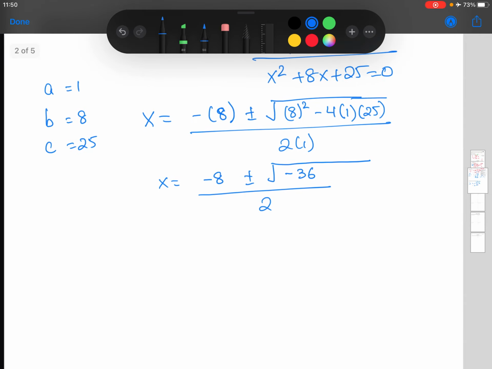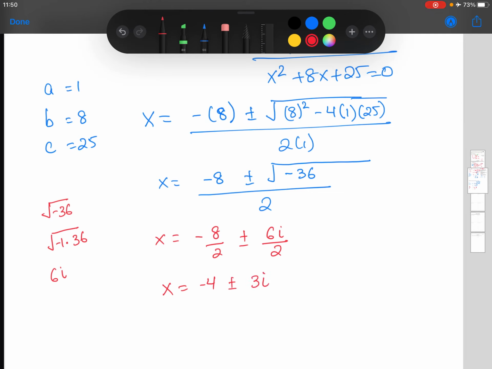So now I'm going to do this -36 on the side, which you should have been able to see. If you don't, it's -1 times 36, the square root of -1 is i, the square root of 36 is 6. So it's a perfect square, so 6i. So I'm going to rewrite it as x equals -8 over 2 plus and minus 6i over 2. Simplify it further. -8 divided by 2 is -4 plus and minus 3i. So those are your solutions.